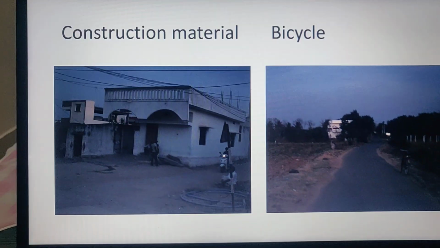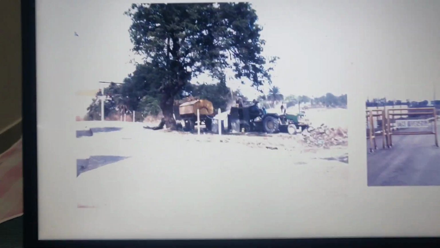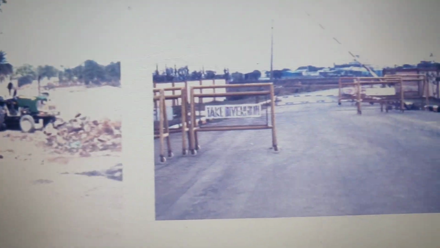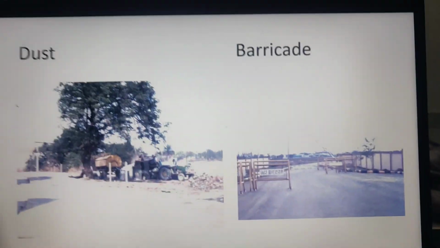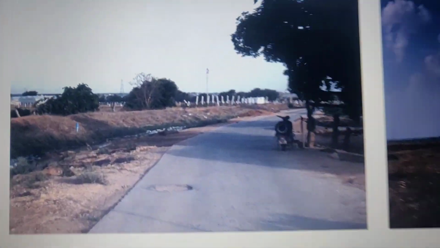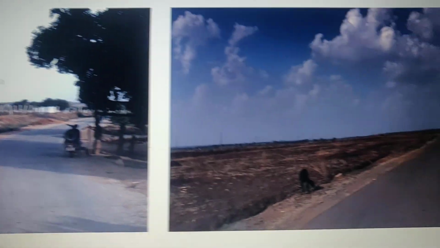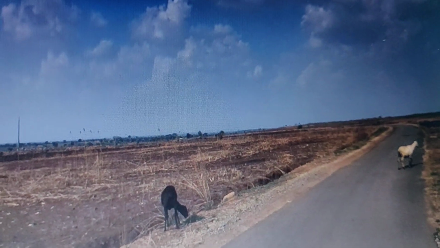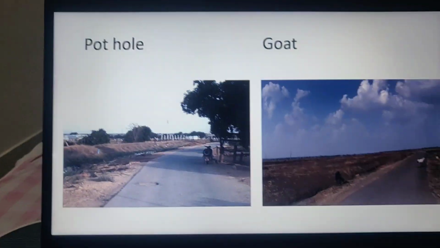Construction material is here on the road, and then there is a bicycle on the road, as you can see. There is dust on the road, full of dust. The road is literally covered with dust, and here are barricades on the road. I'm so sorry. There is a pothole on the road. There is a goat on the road, as you can see. There is one exactly in the middle of the road, and there is one to the side of the road.